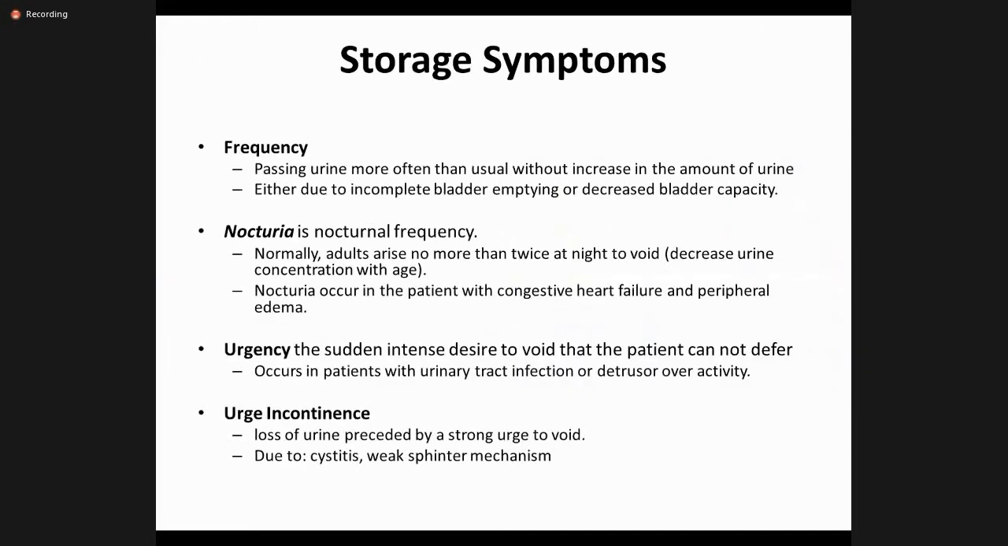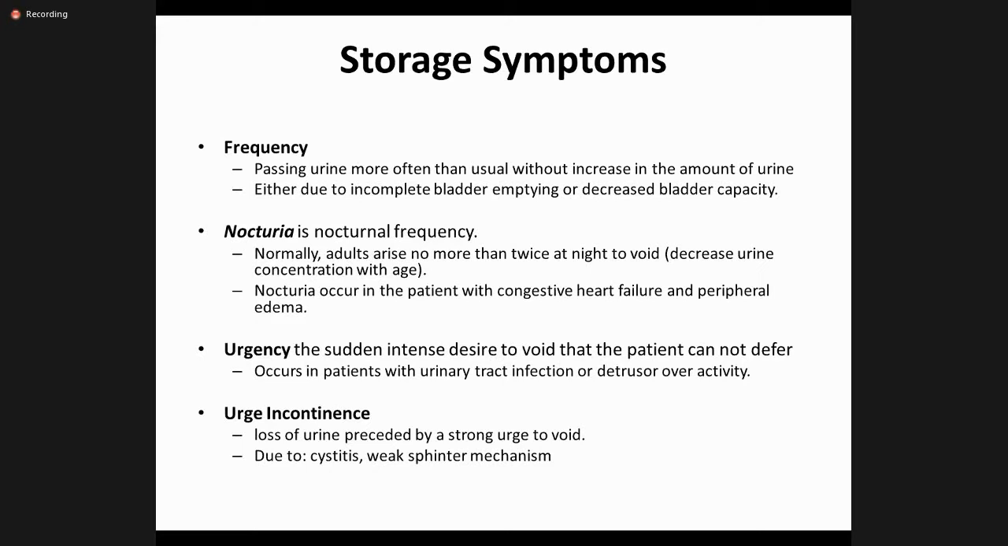In the storage symptoms, what is frequency? Frequency is passing urine more often than usual without an increase in the amount of urine. It is either due to incomplete bladder emptying or decreased bladder capacity. Normal bladder capacity is around 500 ml. If there is a small bladder capacity, the patient will go frequently to the washroom.